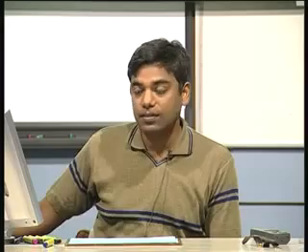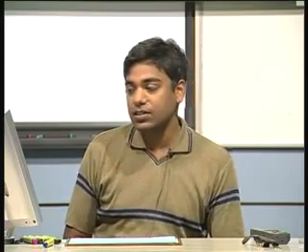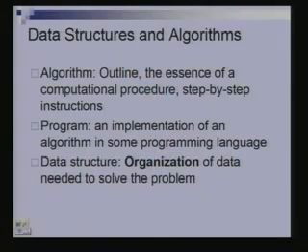Into data structures and algorithms, we are going to learn today some basic terminology regarding data structures and the notations that we would be following in the rest of this course. We'll begin with just some very simple definitions.